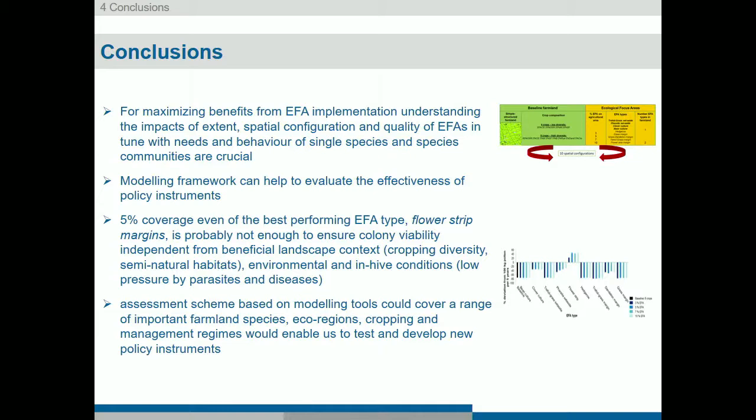To conclude, such modeling frameworks are important to maximize the benefits from ecological implementations and to improve our understanding about the impacts of the extent, spatial configuration and quality of ecological focus areas, in tune with the needs and behavior of single species and at last on species communities.